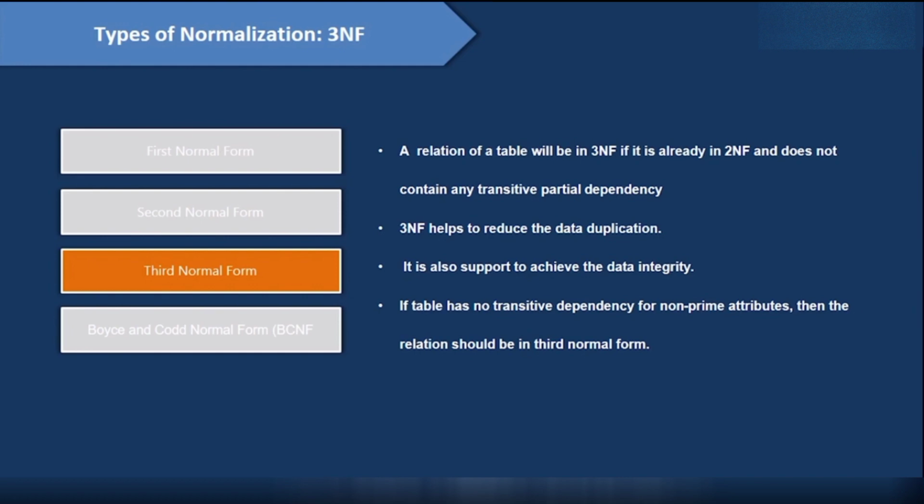And 3NF helps to reduce data duplication. Now comes the data duplication part that will be handled. I hope you are getting an understanding of why normalization is required whenever you are going to store your data in a data management system, right? So it is also supposed to achieve data integrity. If the table has no transitive dependency for non-prime attributes, then the relation should be in the third normal form, right? Non-prime attributes are the columns or attributes that are not the primary key, right?